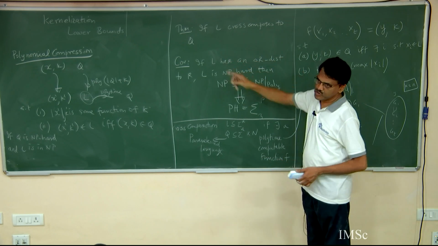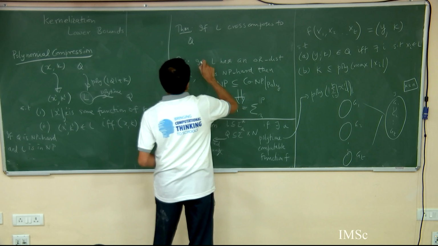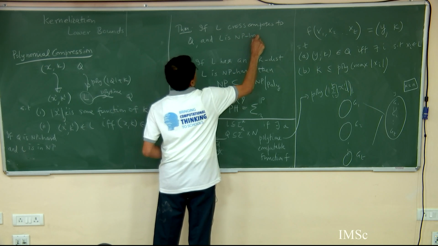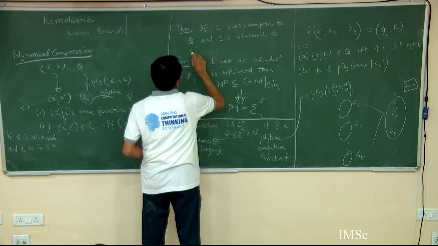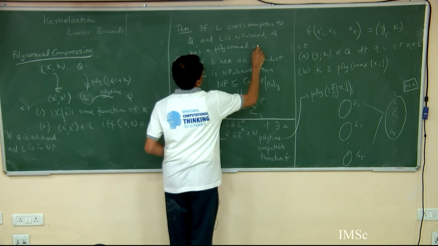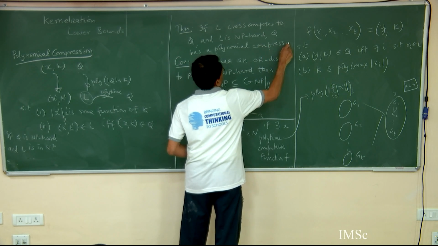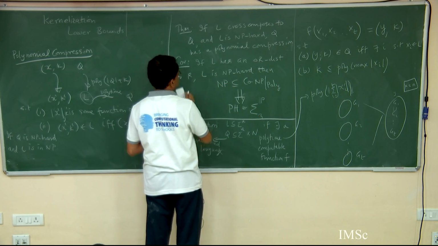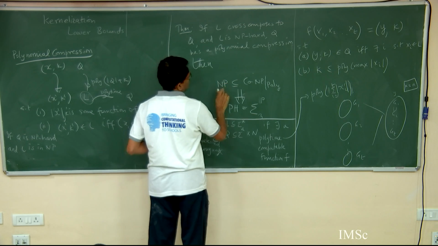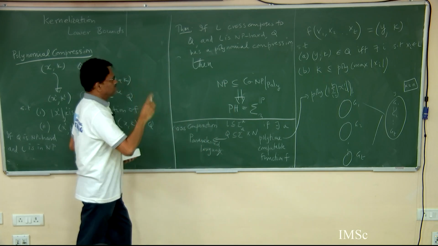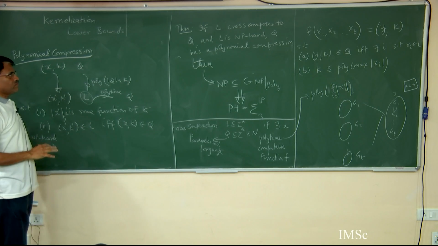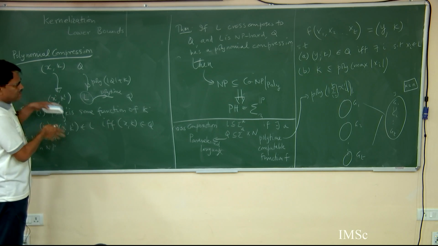So, if L cross composes to Q and L is NP-hard and Q has a polynomial compression, then this happens. Again, this is not hard given the way we built things.